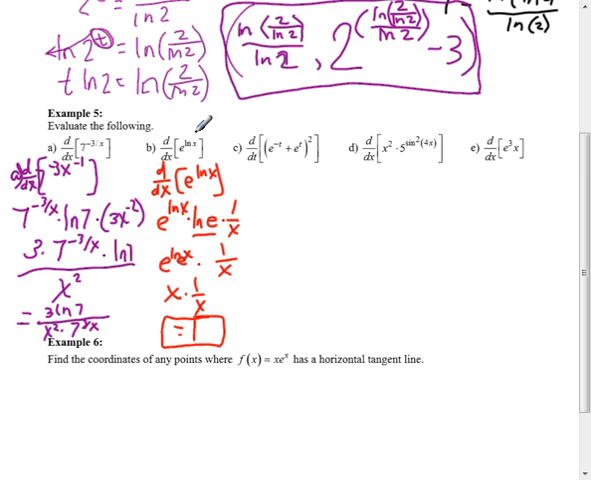Alright, so now, if you take a look, we could have simplified this right from the beginning. e to the ln of x. If you know your exponential and logarithmic functions, you could just have rewritten that as x. And then the derivative of x is just 1, so we could have saved all of that time.